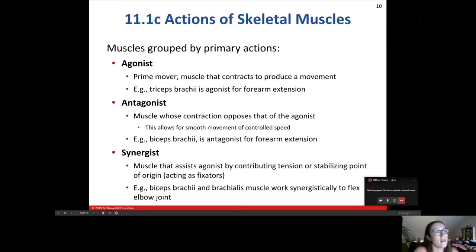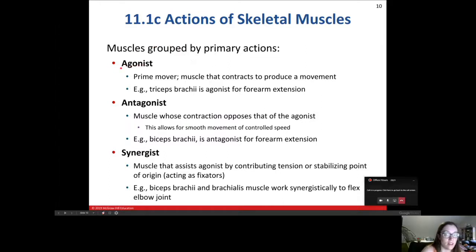So now we have the actions of skeletal muscles, and they're grouped by primary actions. The agonist is also known as the prime mover. This is the muscle that actually produces a movement. So first pick a movement, figure out which movement you're talking about. An example here, we'll talk about extension of the forearm. So we're extending the forearm. What muscle causes that to happen? Well, you can feel if you extend your forearm that you're using your triceps. So that's going to be the prime mover or the agonist.